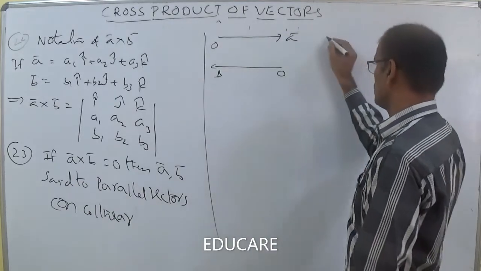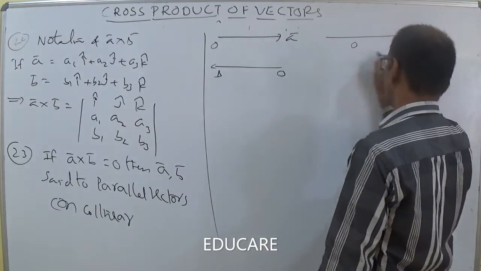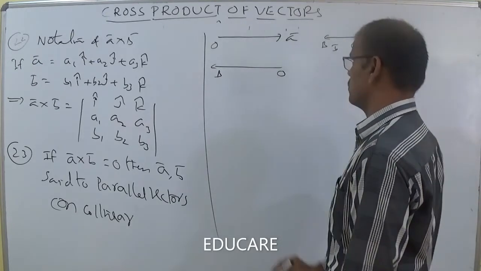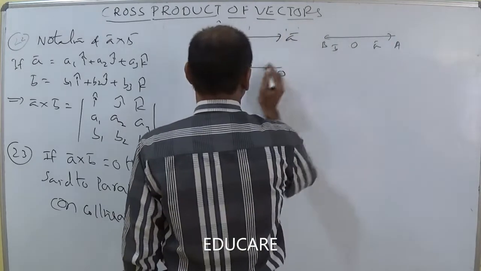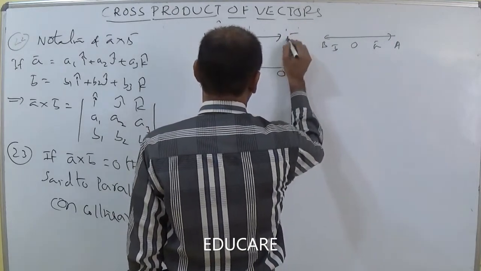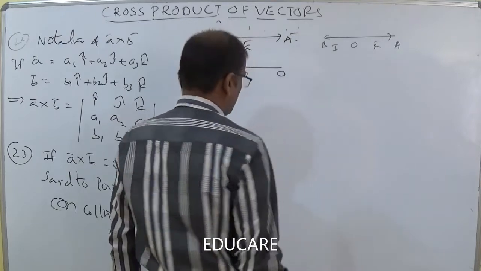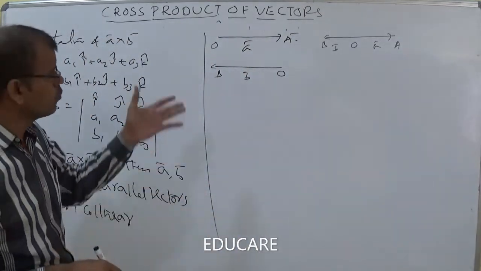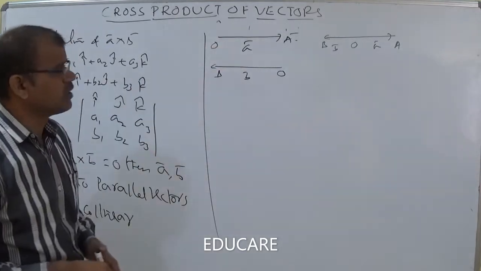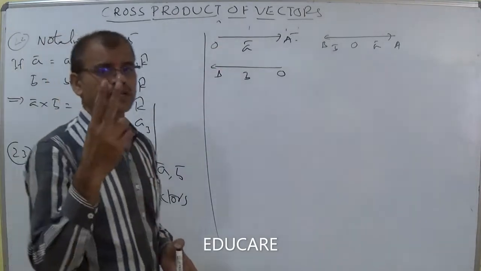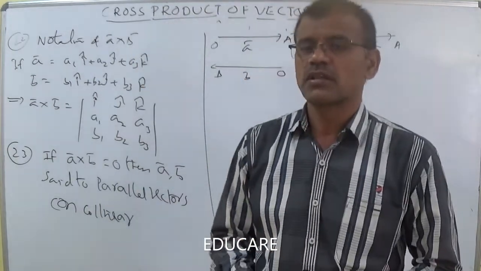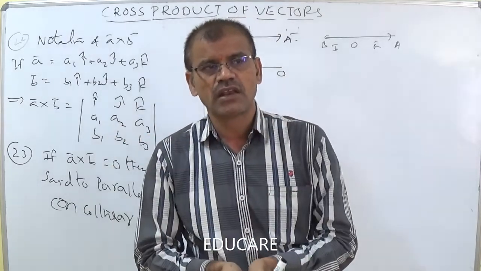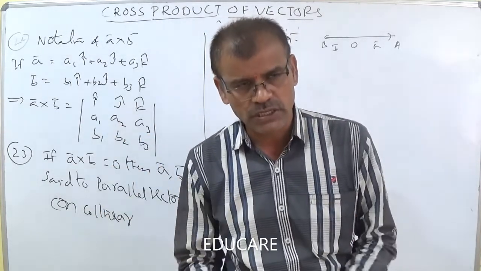These are parallel. Next, this indicates A bar and this indicates B bar. OA equal to A bar. So what is the angle between OA and OB? There is no angle because they are parallel. Whenever the two vectors are parallel or collinear, the angle should be along the x-axis itself. The angle should be 0 or 180 simply.